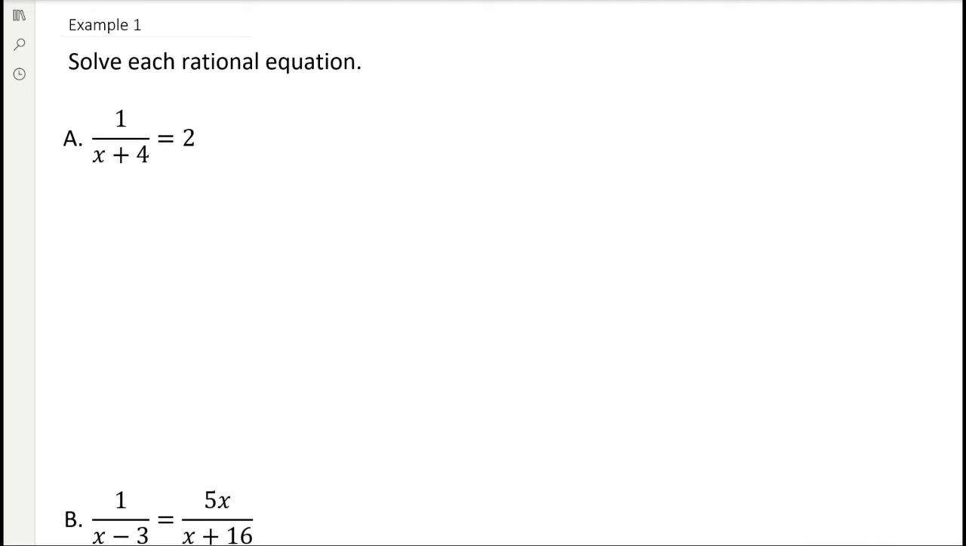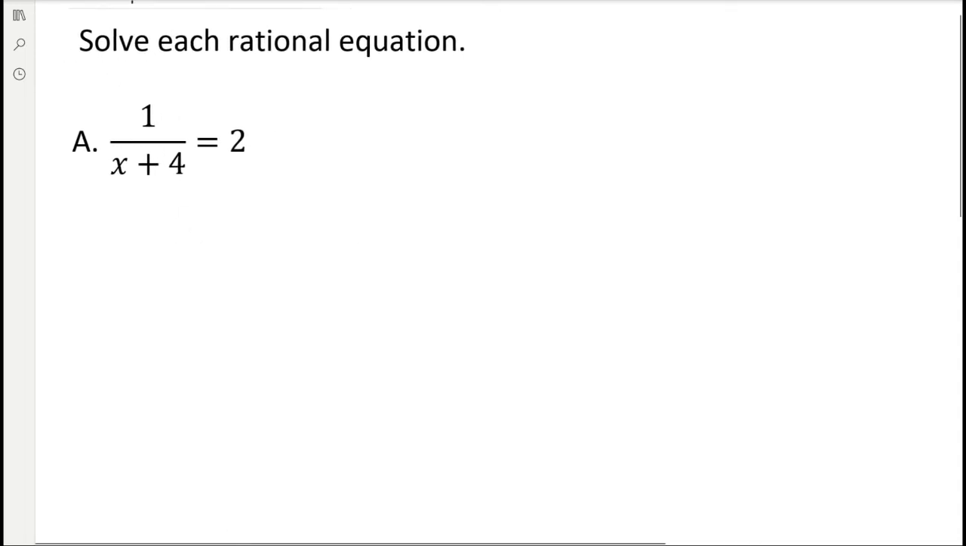So we're going to talk about finding the restrictions to the domain as well as solving the rational equations. So let's look at step 1. Well, first, in order to solve this, using the steps, we're going to put this over 1. So now we've got a fraction equals a fraction, and for step 1, we're going to find the least common denominator. Well, the only factors here are x plus 4 and 1. So therefore, my least common denominator is simply x plus 4 times 1, which is just x plus 4.